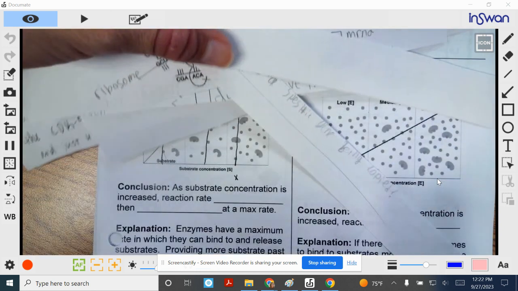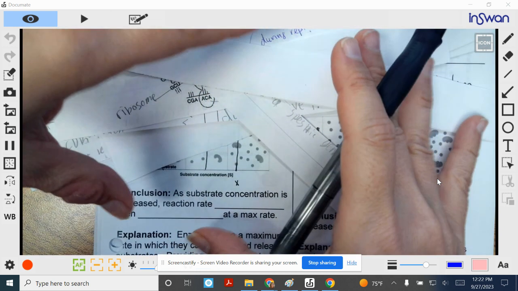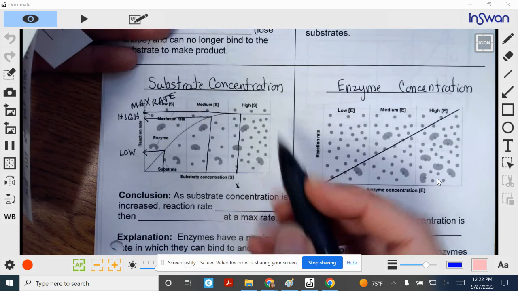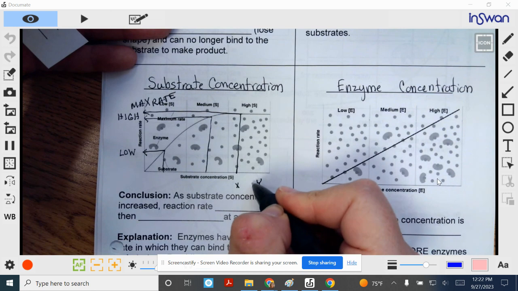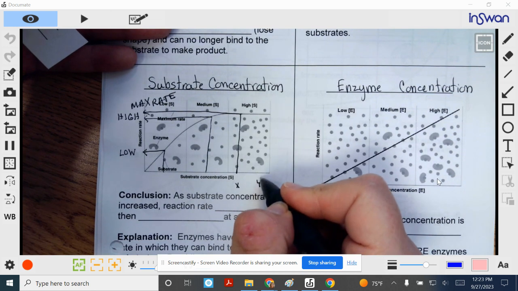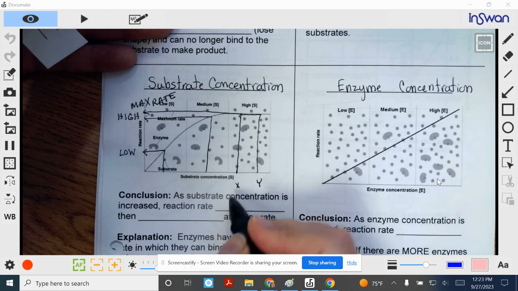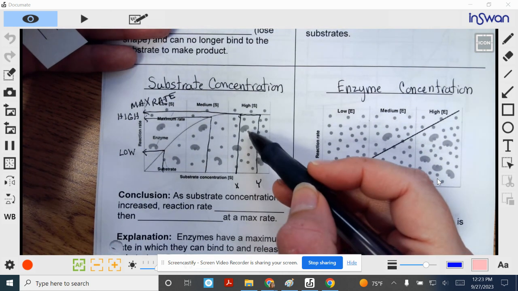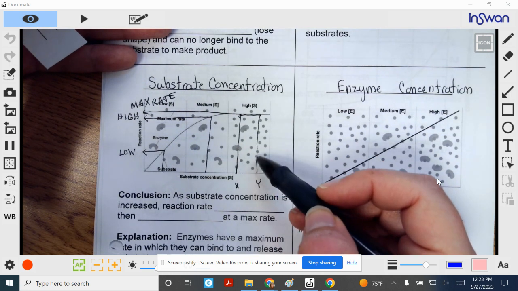Now, if someone puts even more substrate on my desk, I won't be able to go faster than my maximum rate. So even if we up the concentration even more, we set up a reaction with even more. So here my concentration is now Y. We're still going to have the same reaction rate as we did at concentration X, simply because enzymes can only bind to and release those molecules at a certain speed. And just giving them more to deal with can't make them go faster.